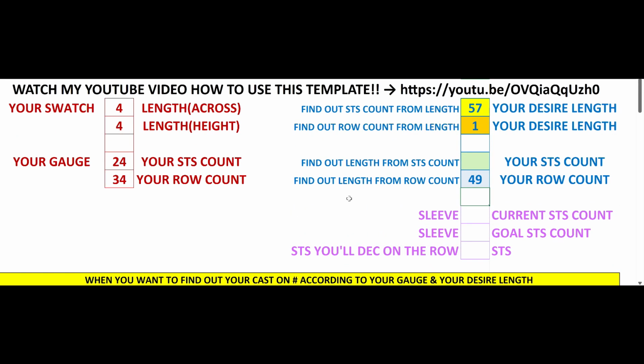If you have those numbers figured out, I think it's time to knit. All right? And next, I want to talk about the no stitch in the chart.